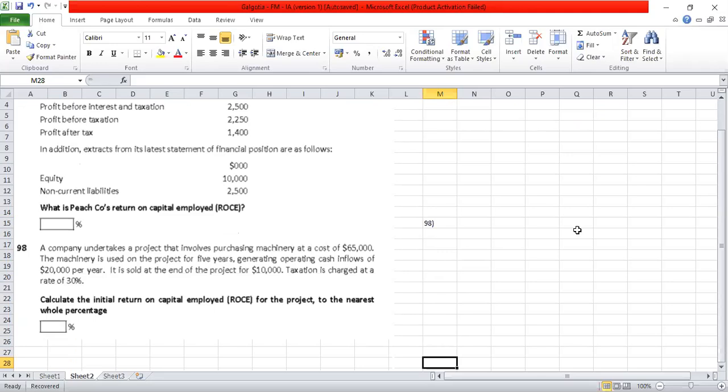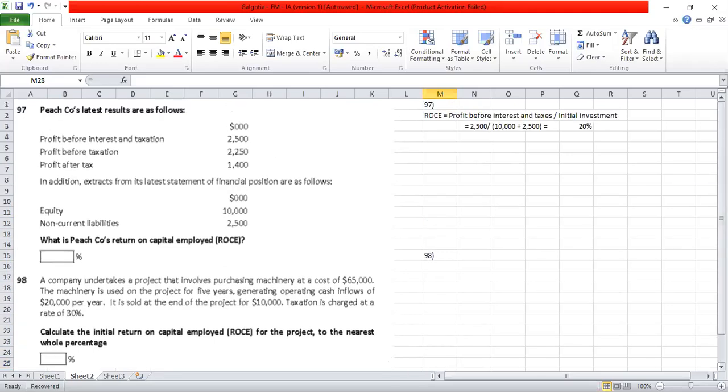Yes, Sridhar. Ma'am, when calculating ROCE, do we multiply it by 100? Because it is an expression, not a percentage. When we simply take 2,500 divided by 12,500, the value would be only 0.2. Because it is in Excel, I just pressed this button and it converted into percentage. So you just have to multiply it by 100. Yes, ma'am, take this as times 100. Okay, ma'am.